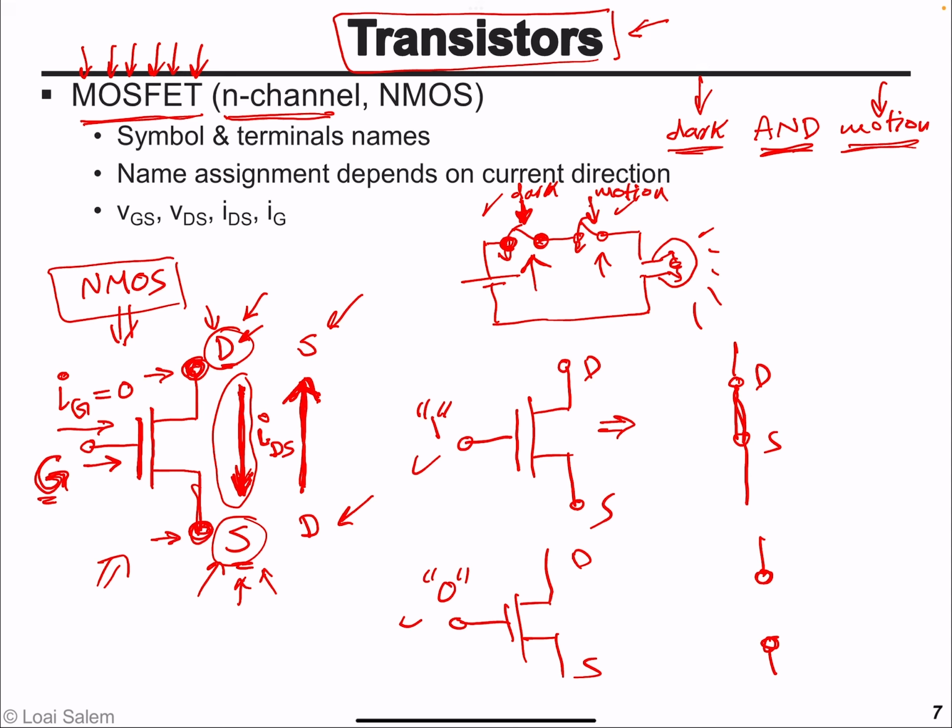One last point for the symbol, typically the source terminal is indicated by an arrow. Sometimes we can just draw the NMOS transistor, the N-type MOSFET, without the arrow, and in some data sheets or some textbooks, we will see that the source terminal is indicated by an arrow.